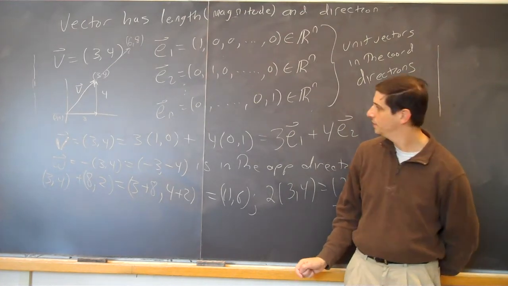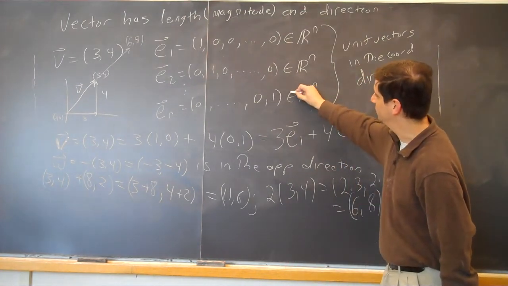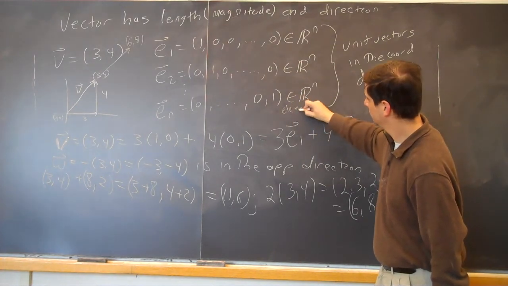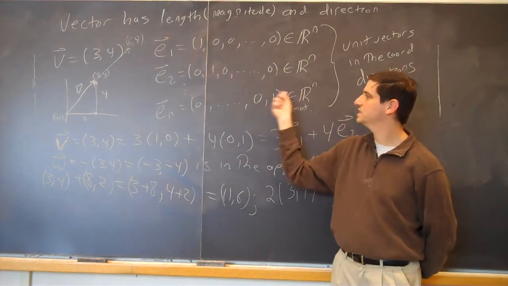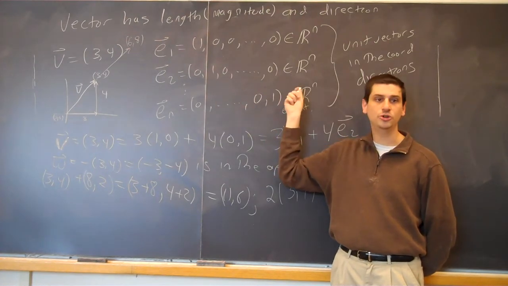Yes? What's that symbol before the R? Oh, this means element of. So it just means this is an element of Rn. It's an n-tuple of real numbers.